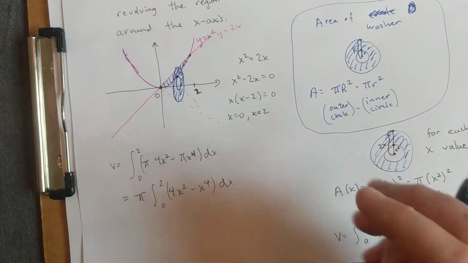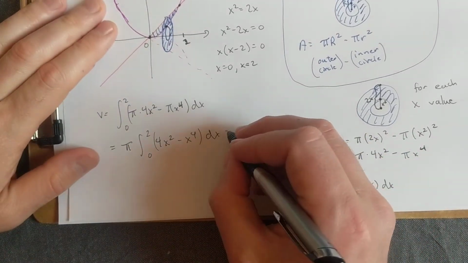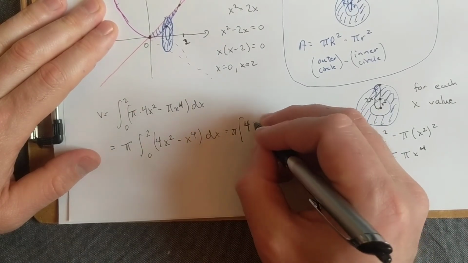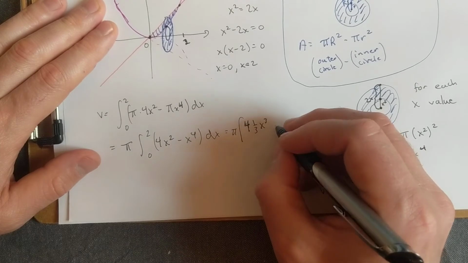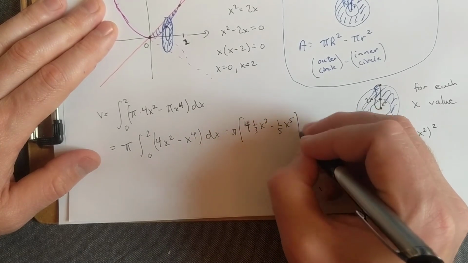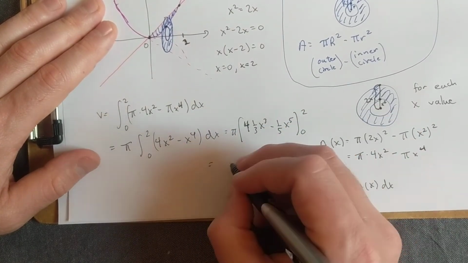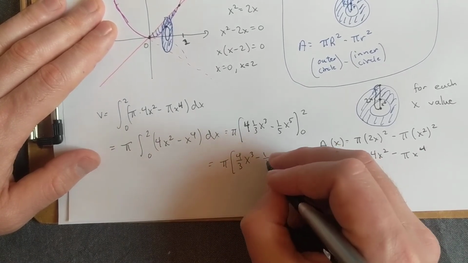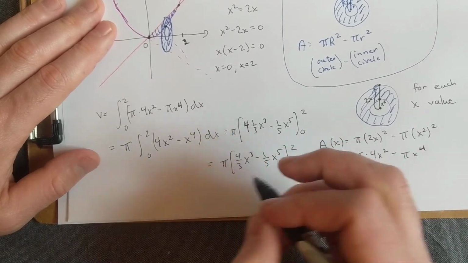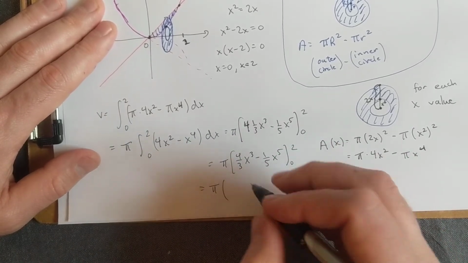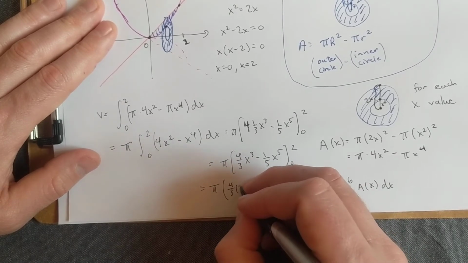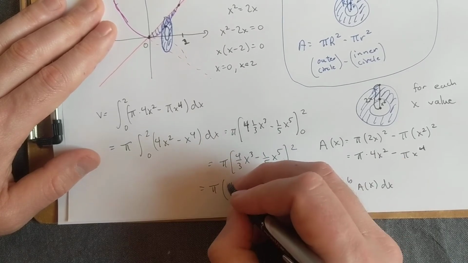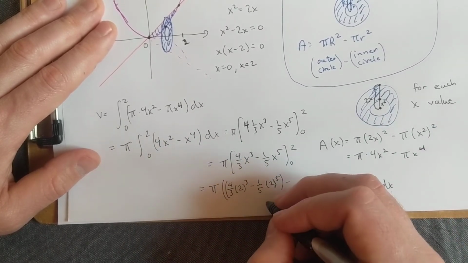These are polynomials, and I know how to take those antiderivatives. So I have pi times 4 times 1/3 x cubed minus 1/5 x to the 5th from 0 to 2. So this is really pi times 4/3 x cubed minus 1/5 x to the 5th from 0 to 2. So plug that in. I get pi times 4/3 times 2 cubed minus 1/5 times 2 to the 5th. And then plugging in 0.